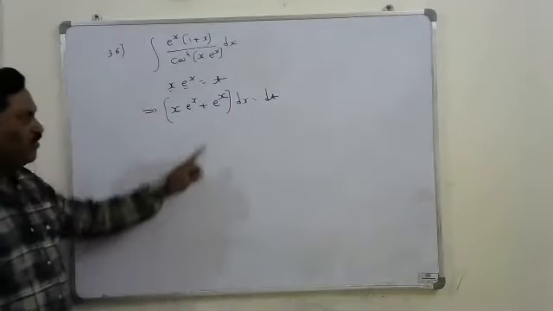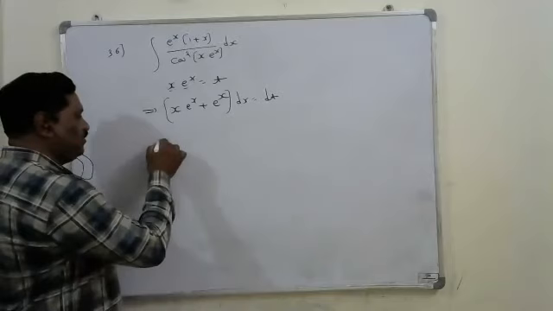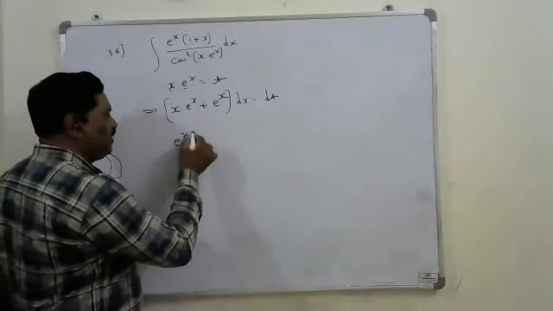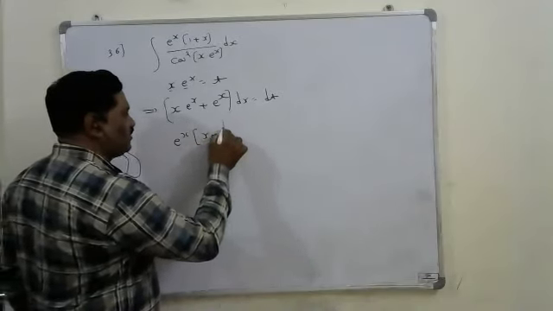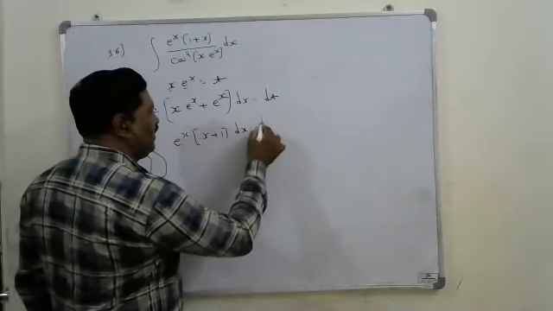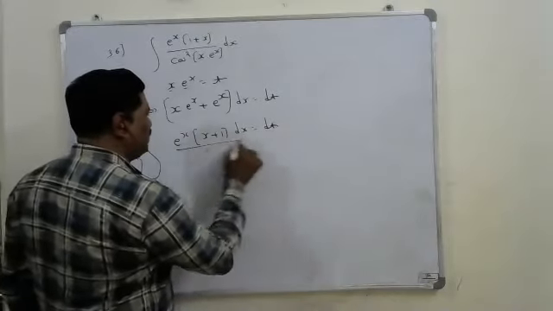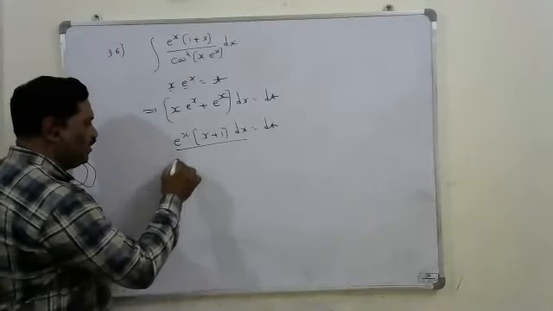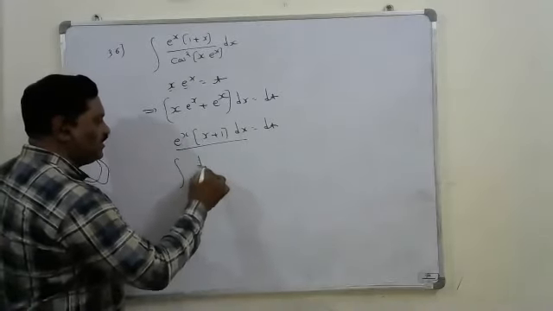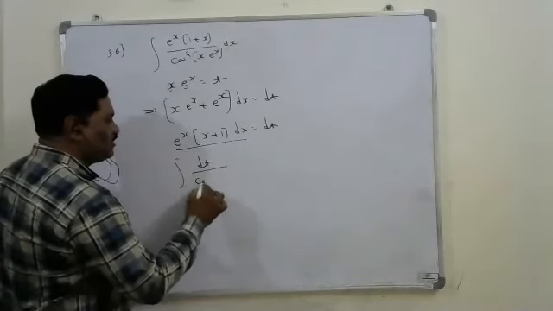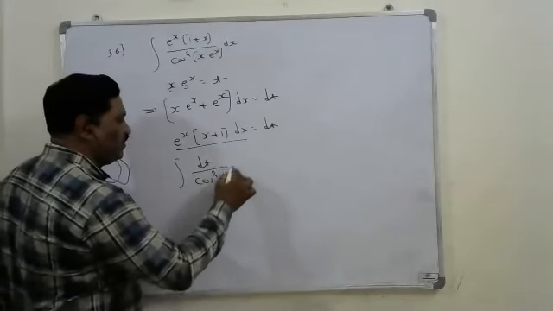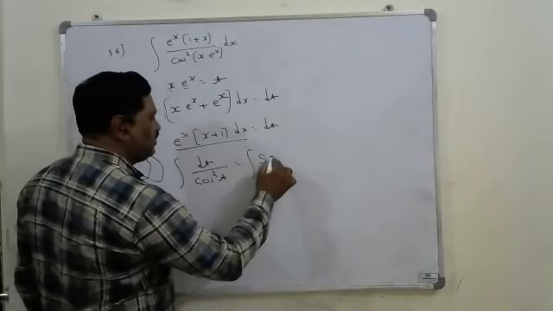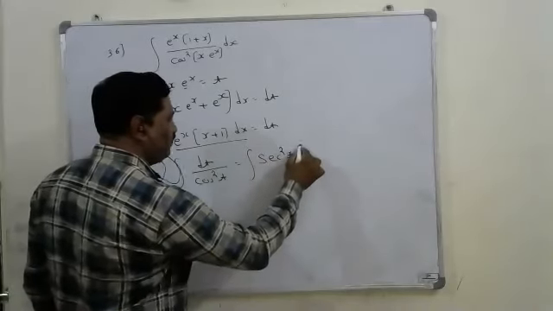Right? Now from these two we can take e power x common. The remaining is (x plus 1) dx equal to dt. So exactly this term is available in the numerator. Therefore the problem becomes the integral of dt upon cos square t, so this is 1 by cos square, which is secant square t dt.